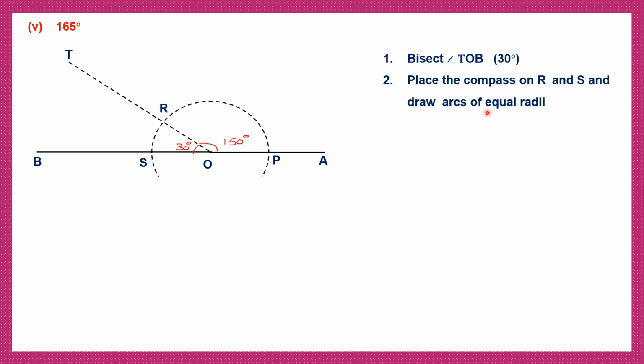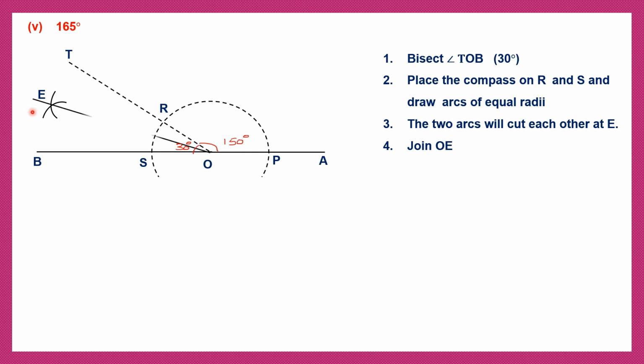So bisecting, remember how we have to do? We have to place our compass here and take a radius which is more than half of this and draw arcs of equal radii. So we have one arc and then we have one more arc. Now the two arcs will cut each other at the point E. Okay, now join OE. So O is here and E is here. Join OE. We have a line drawn.